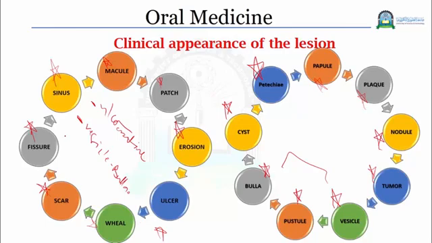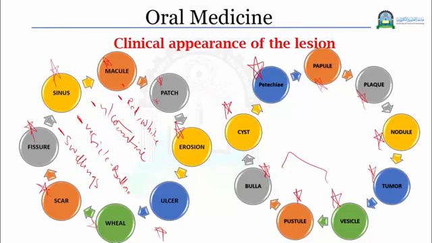and some are presented as swellings, tumors, and others are presented as pigmentation or red and white lesions. Red and white lesions or pigmentations may be presented as macules or as a patch.